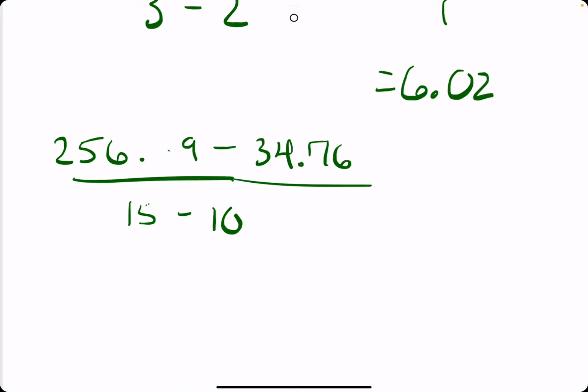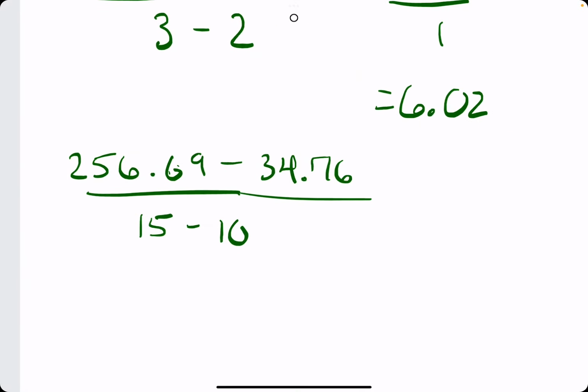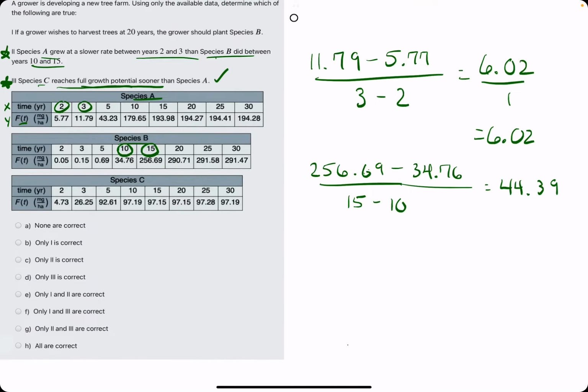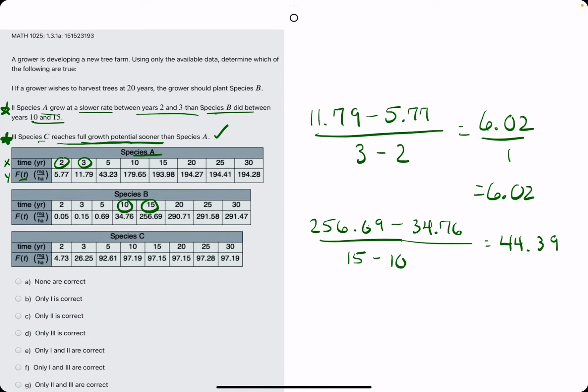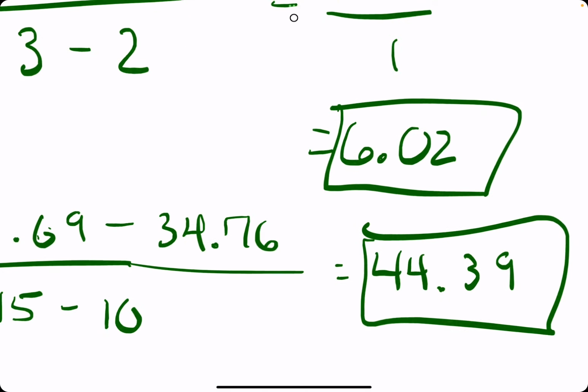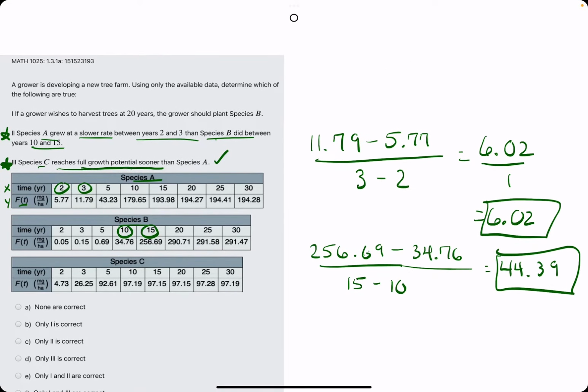Using a calculator, we have 256.69 minus 34.76, and we divide that by 15 minus 10, or 5, and we get 44.39 if we round. They claim that species A grew at a slower rate than species B. This was the rate for species A, and this is the one for B. So 6 is a much smaller rate than 44. That will also be a true statement. That is a slower rate of change.